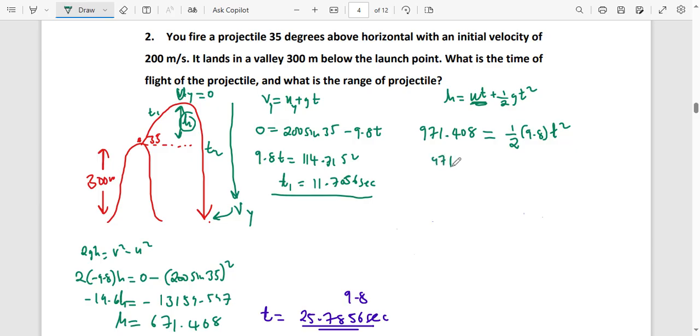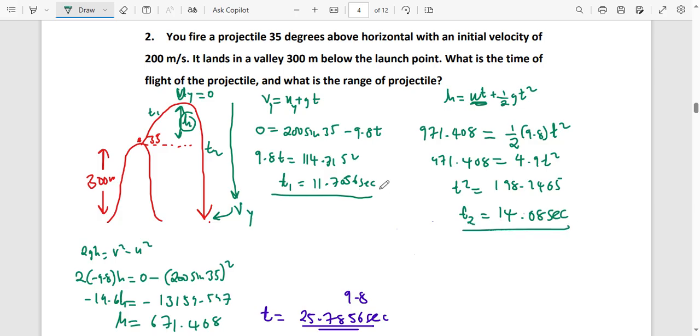So it'll be 971.408 is equal to 4.9 t squared. t squared will be 971.4 divided by 4.9, and that is going to be 198.2465. Remember this is actually t2, the second time. Square root now this value, it is going to give us 14.08 seconds.